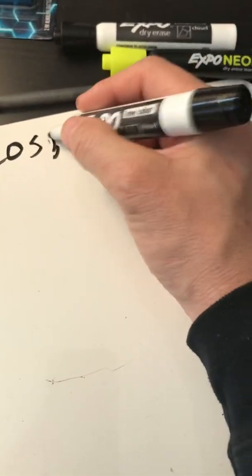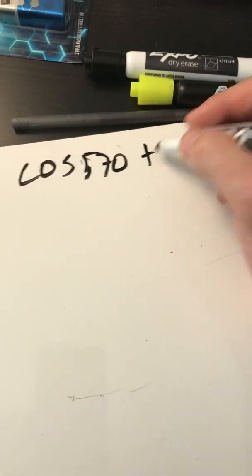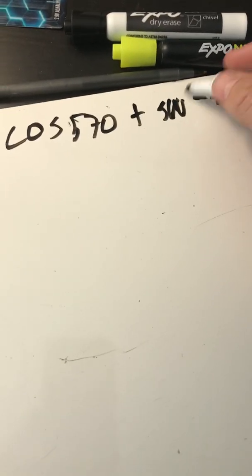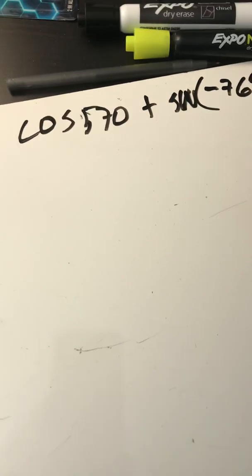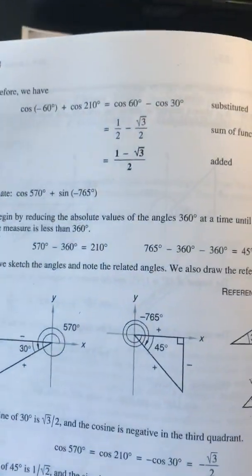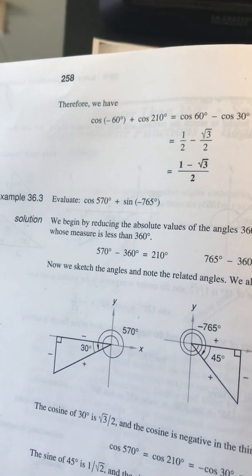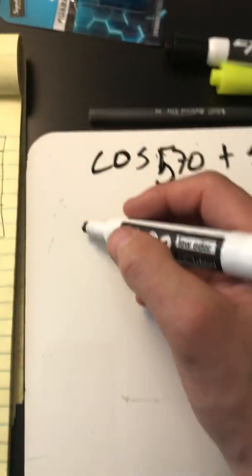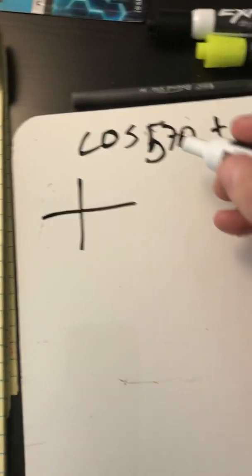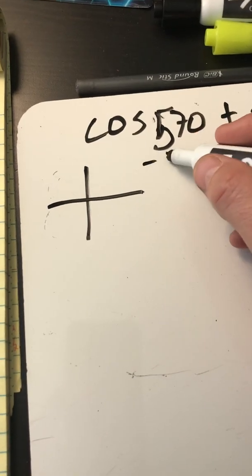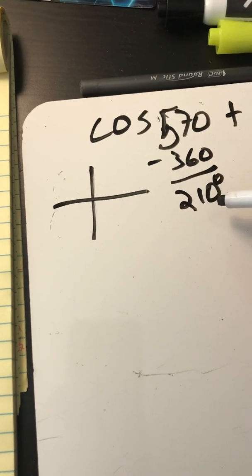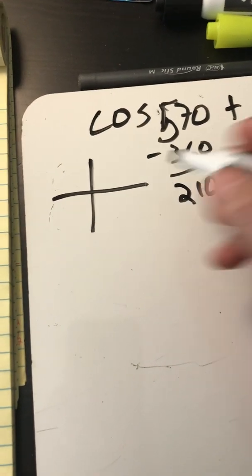Let's try this one. Cosine 570 plus sine of negative 765. Okay, this is the example on the top of page 258 that I'm showing you. So cosine of 570, a quick graph. Well, 570, that's at least 360, so I'm going to subtract 360. That'll give me the angle 210. That's really what we're looking for, cosine of 210.